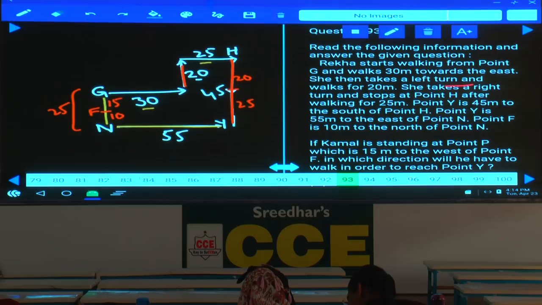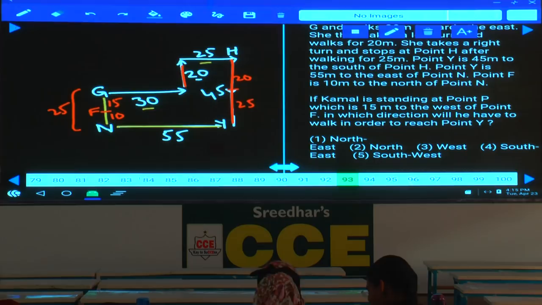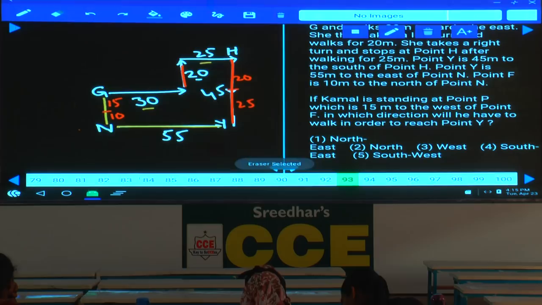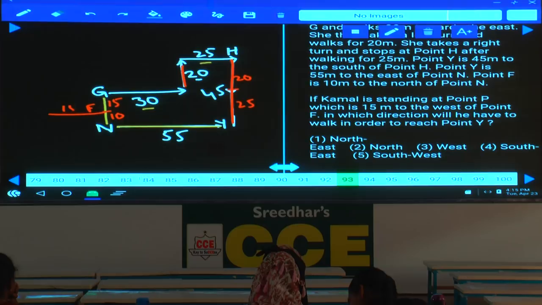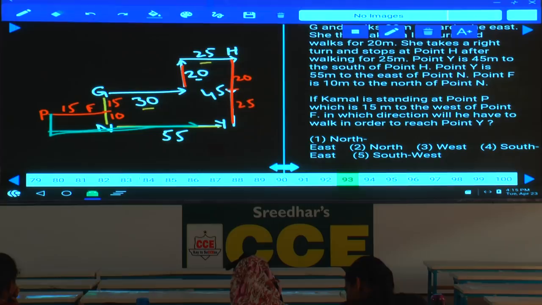Then coming to question number 93. If Kamal is standing at point P, which is 15 meters to the west of point F, in which direction will you have to walk in order to reach point Y? F is here, and Kamal is 15 meters to the west of it, at point P. Now, from P to Y, what is the direction this person has to move? This is south and this is east, and south and east is southeast. Southeast, choice 4 is the answer.